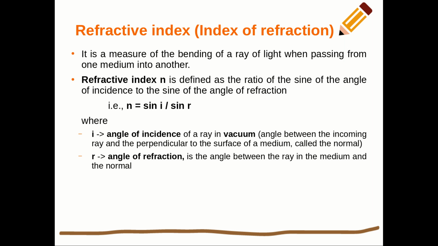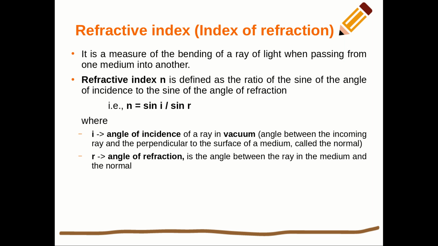When we define this term, we will be assuming that the outer surface is vacuum. With respect to vacuum as the outer surface, what is the refractive index of a given medium? That given medium can be air, water, glass, whatever it is. The outer interface we are assuming is vacuum. So with respect to vacuum, what is the angle of incidence? It is the angle between the incoming ray and the perpendicular to the surface of a medium.